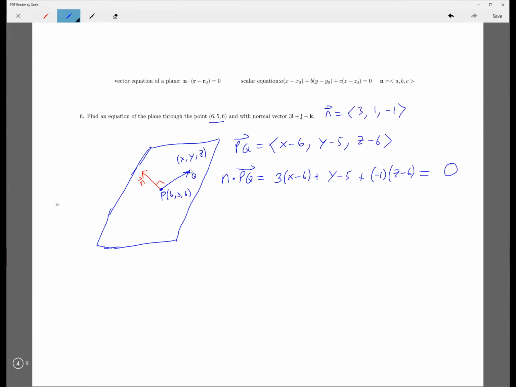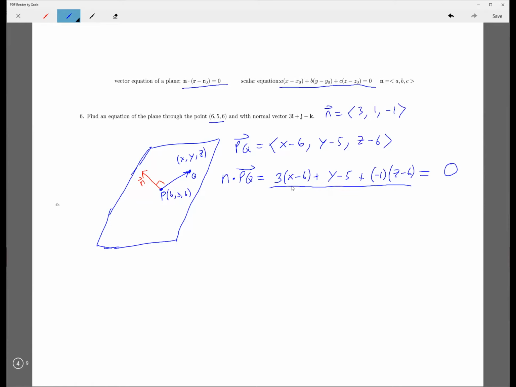Now, this point Q could represent any point in the plane with coordinates x, y, z. And so for any point in the plane, this is going to happen. And so this equation here looks like this one, right? And it looks like this one too. So that's how the equation of the plane works.